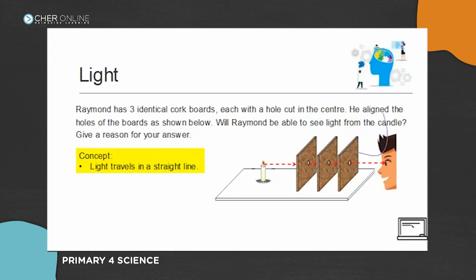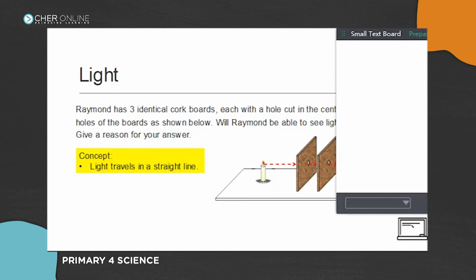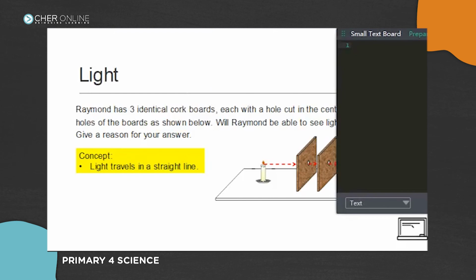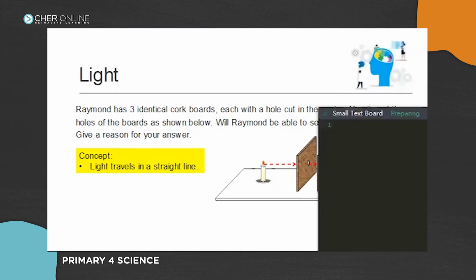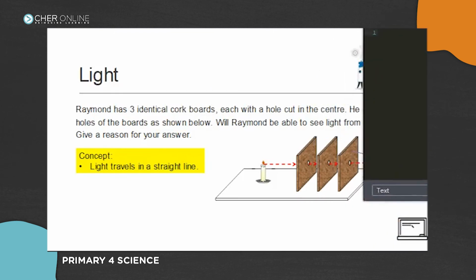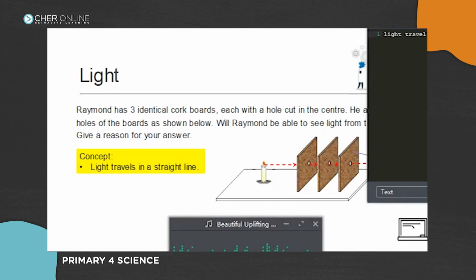So how do we answer this question? I'm going to give out a text box so that you can put your answer in it. Quickly, I hand out the text box to you. I want you to answer, how come he's able to see the light? This is a text box, so you can type the answer. How come Raymond is able to see the candle? Light travels in a straight line, and the holes are in a row.